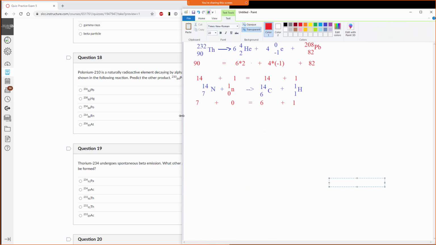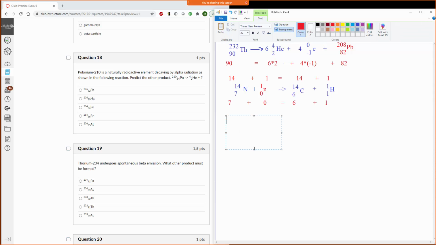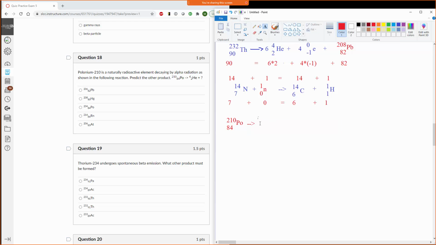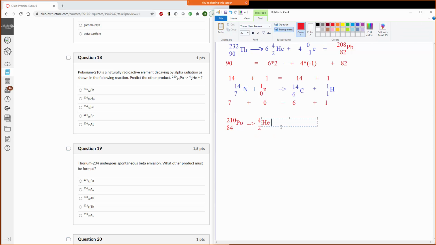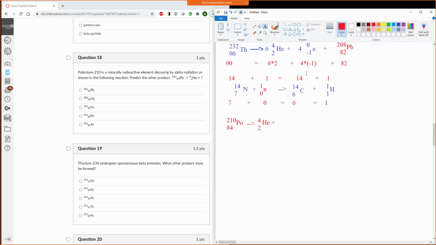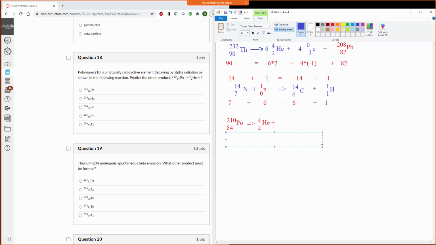Okay, question 18. Same thing, just predict the other product formed. And I have here polonium-210, and that goes to form 4,2-He. This looks like a spontaneous alpha decay. So what else is formed? And you're going to say, okay, well, 84 is equal to 2 plus, it's got to be 82, right? And at the top here, 210 is equal to 4 plus 206.